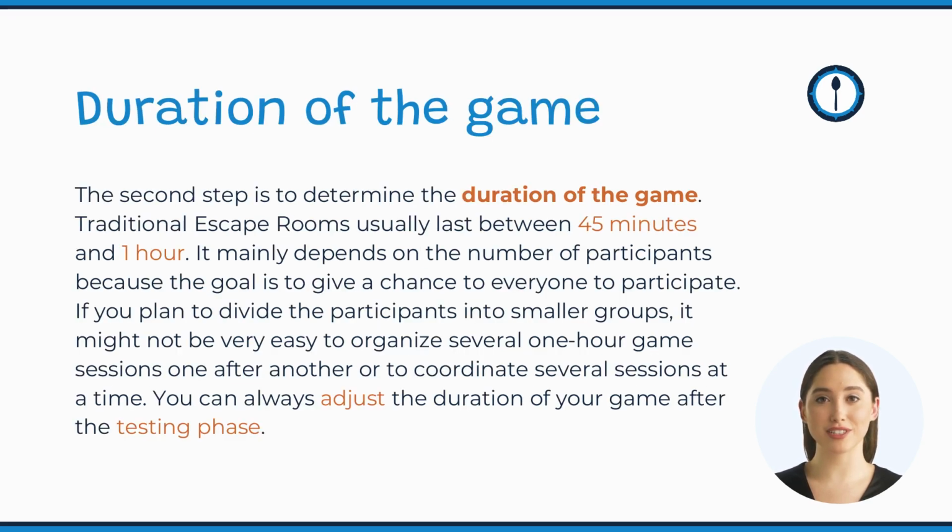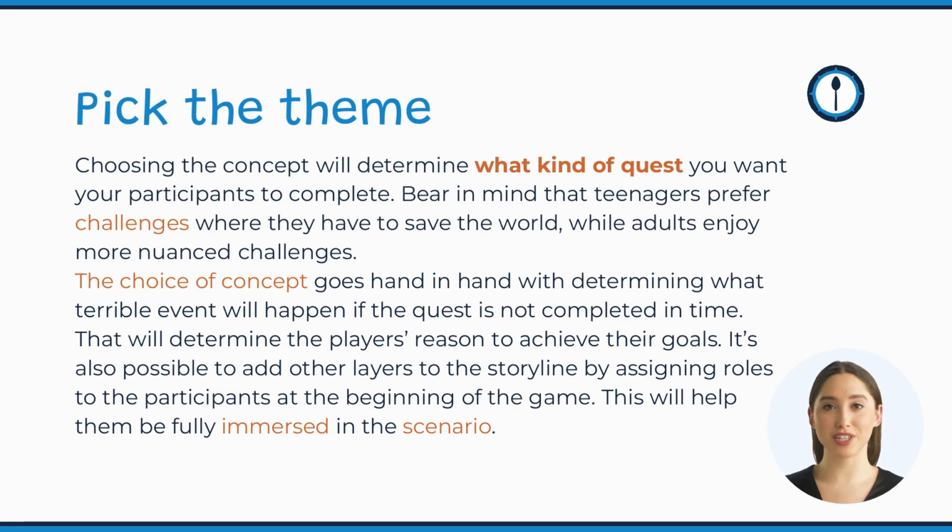The second step is to determine the duration of the game. Traditional escape rooms usually last between 45 minutes and 1 hour. It mainly depends on the number of participants because the goal is to give a chance to everyone to participate. Third step, choosing the theme of the experience will determine what kind of quest you want your participants to complete. For example, teenagers prefer challenges where they have to save the world, while adults enjoy more nuanced challenges.